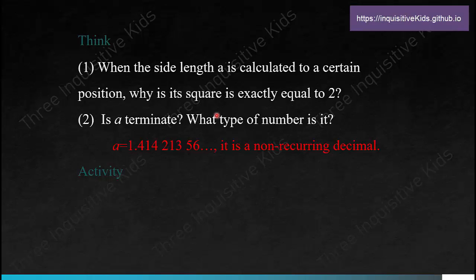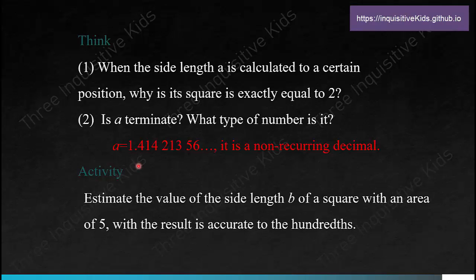Is A determinate, or what type of number is it? Well, A equals 1.41421356, and it keeps going. It's a non-recurring decimal. So what is a non-recurring decimal? I'm just going to quickly cover that. A non-recurring decimal is a decimal that keeps going on forever, but there is no pattern to it, or if there is a pattern, there is no repeating pattern. I'll give a few examples in a moment.